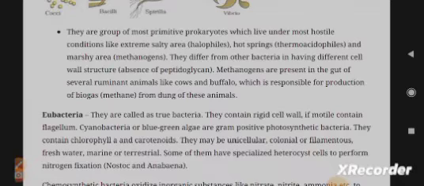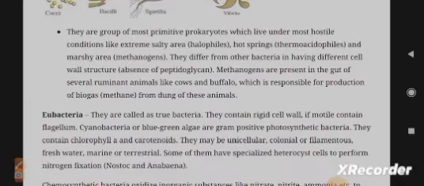Methanogens, different cell wall structure. Methanogens are present in the gut of several ruminant animals like cows and buffalo, which have a rumen inside them for the digestion process. You have read this in 6th. They are responsible for the production of biogas, which is known as methane, from the dung of these animals.